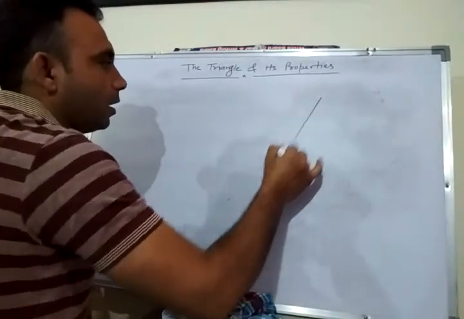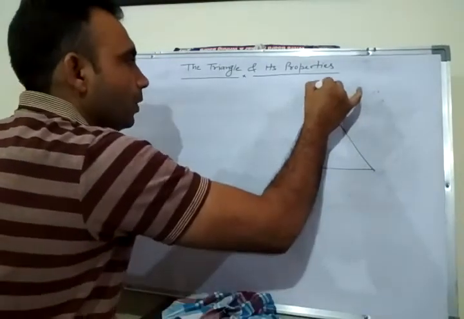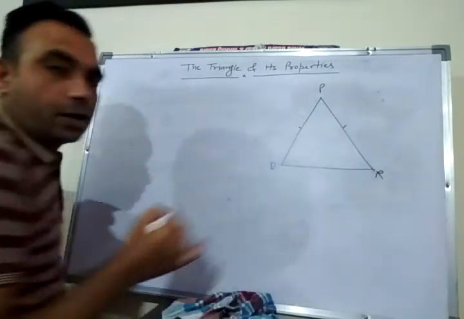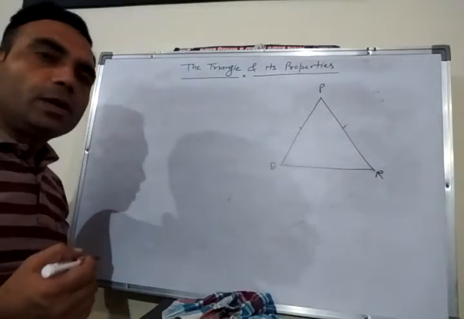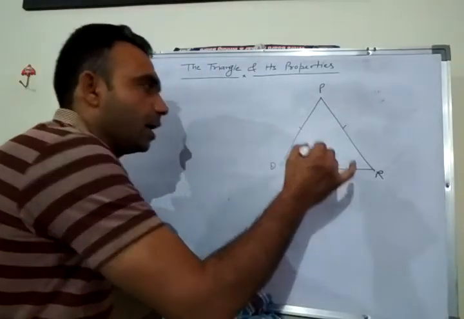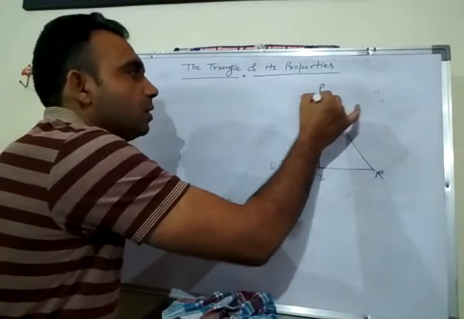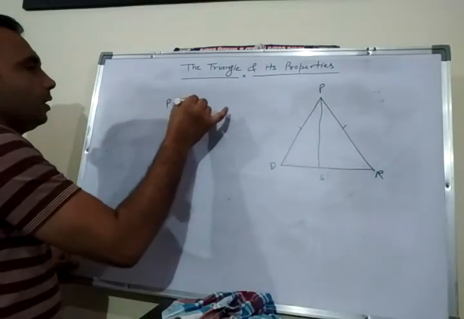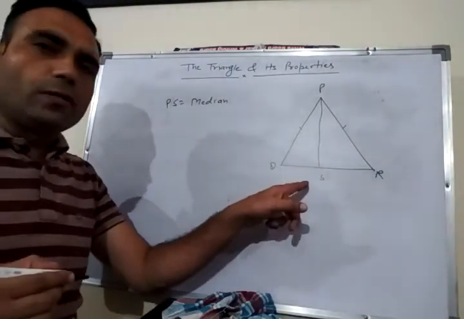This is an isosceles triangle PQR, and these sides are equal. Side PQ is equal to side PR. If we take the midpoint of QR, that is S, and join P to S, then what is this? This is a median. PS is a median because S is the midpoint of QR.